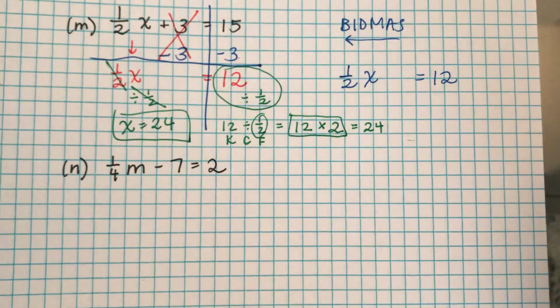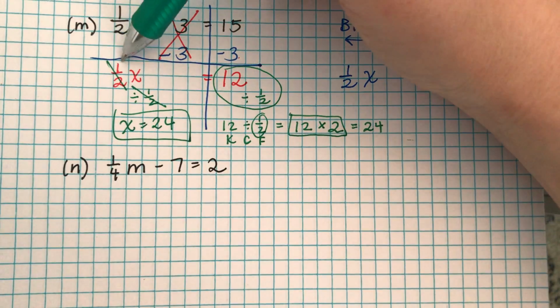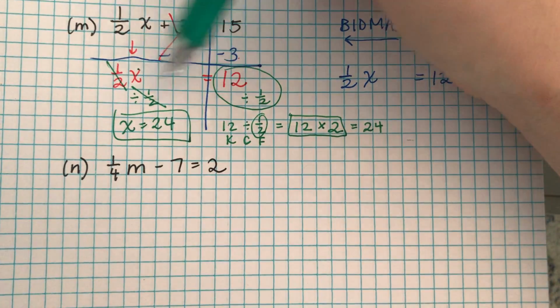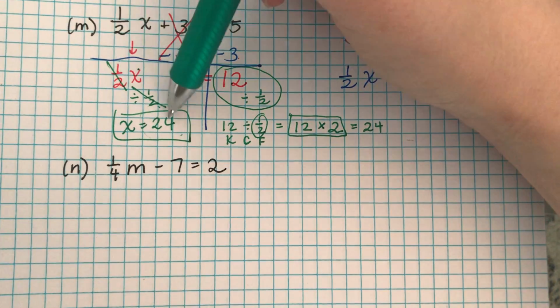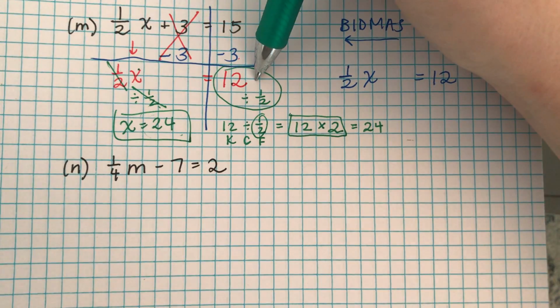Right? Hopefully that was the number you were thinking of earlier. When I said half of some number is 12, the answer is 24. Half of 24 is 12, okay?